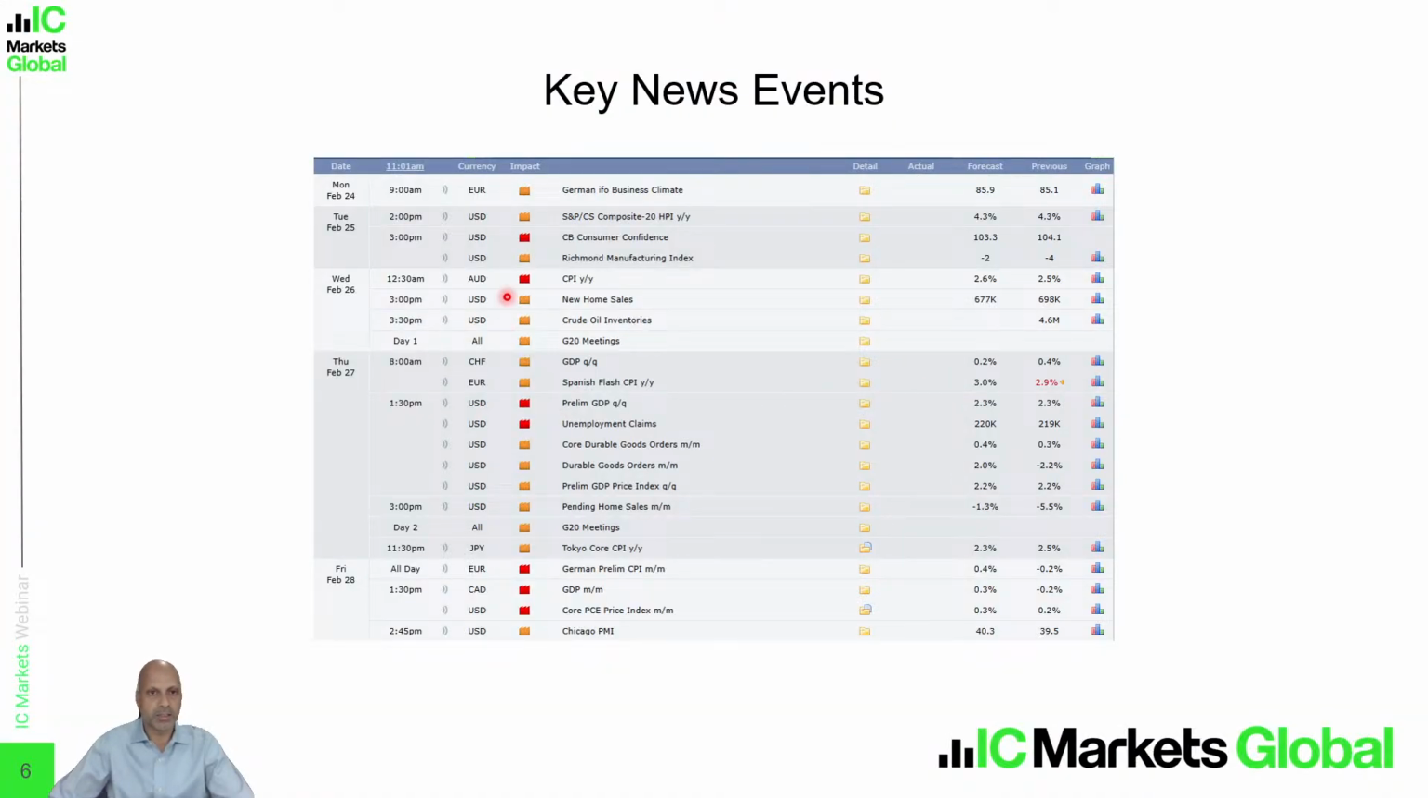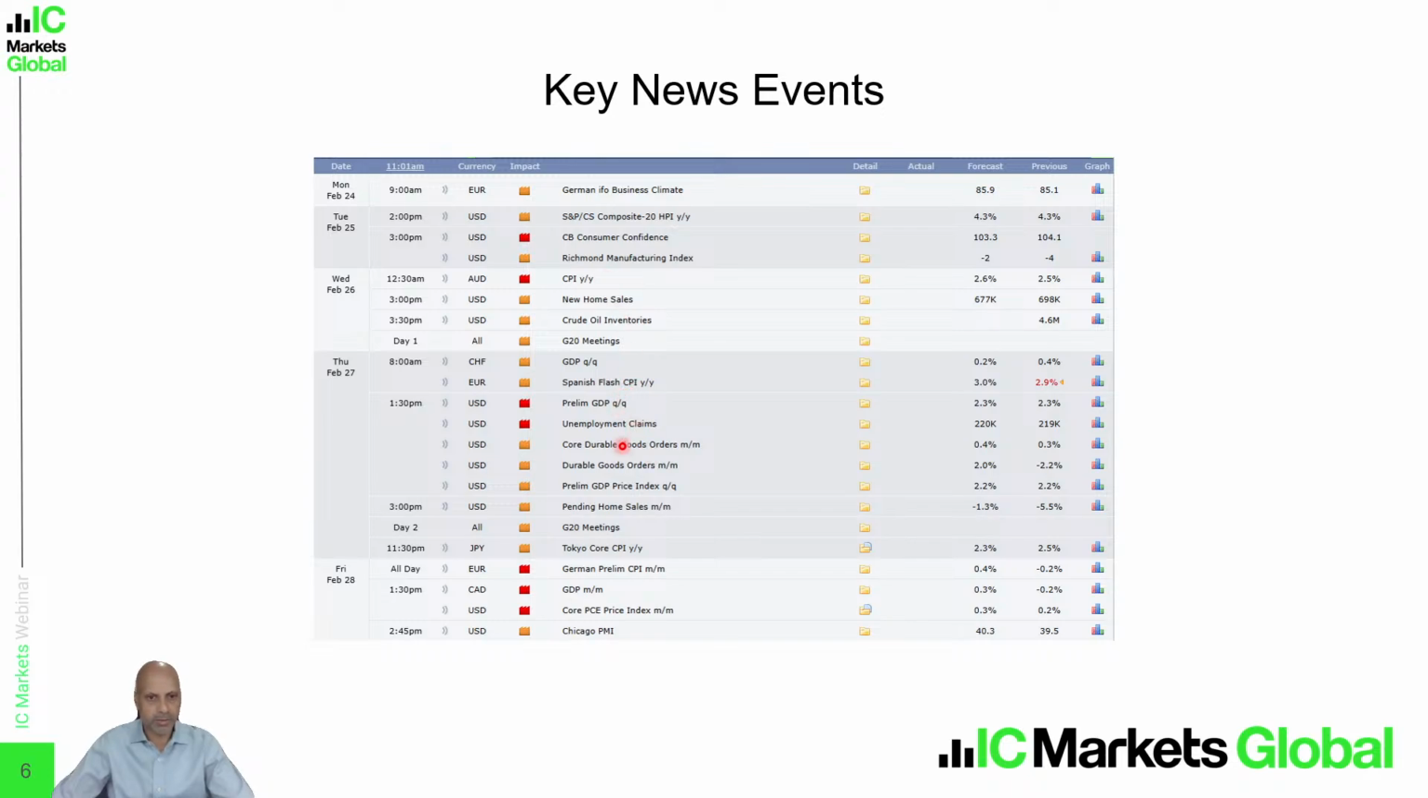So here's the calendar for this week. Among those three items that I had listed, there's quite a few other things going on as well. On Monday today, 24th of February, we've got the German Ifo Business Climate. And tomorrow we've got a few US macroeconomic data points as well: the S&P Case-Shiller Home Price Index, Consumer Confidence, and the Richmond Manufacturing Index. On Wednesday, we've got Australian CPI. Keep an eye on that.